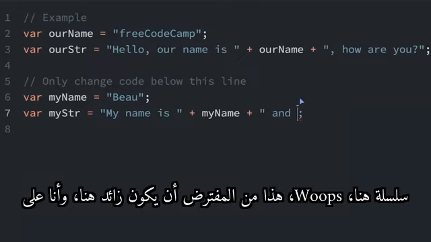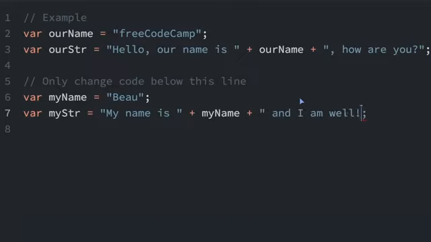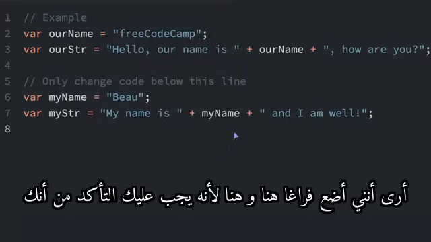I'll do a console.log, and I'll just put my string here. If I show that, my name is Beau and I am well. Looks good.